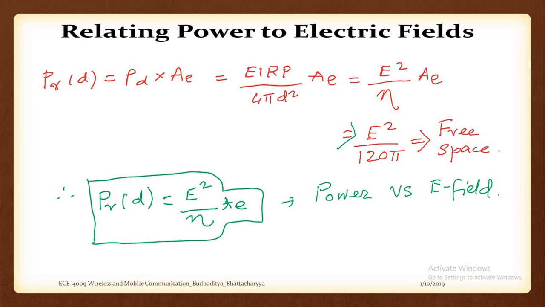So P and E are related by E square by 120 pi, because we are measuring everything with respect to free space. That's why we are doing it. A is the aperture of the antenna, I told you last time. So this is the equation and this relates the power to the E field. Please make a note of it. E square by eta. This eta will always be 120 pi in terms of free space. It comes from the free space equation, like modeling actually.